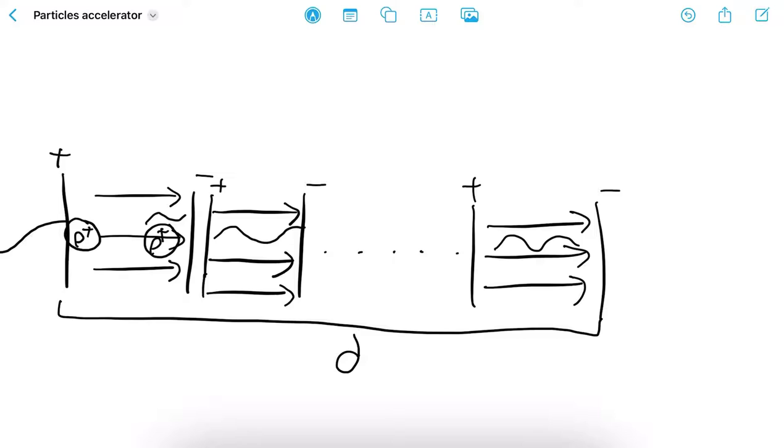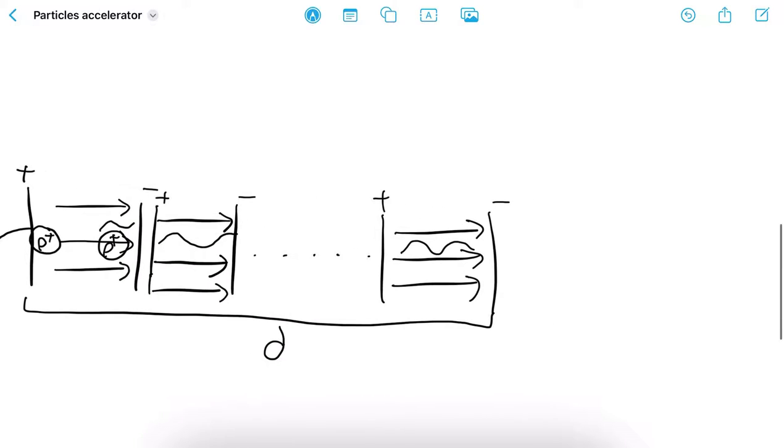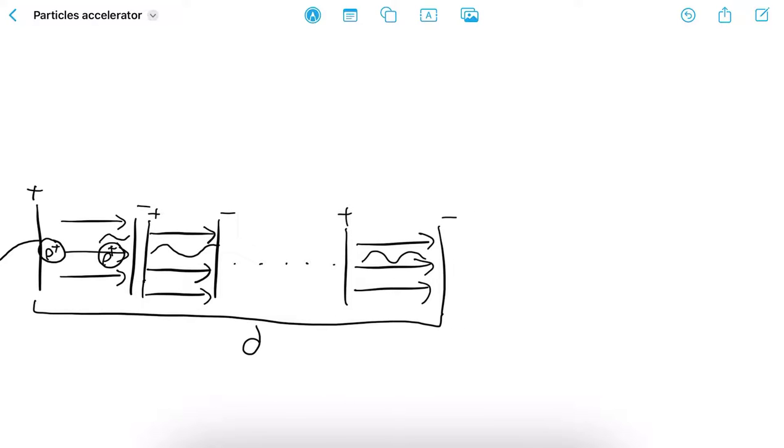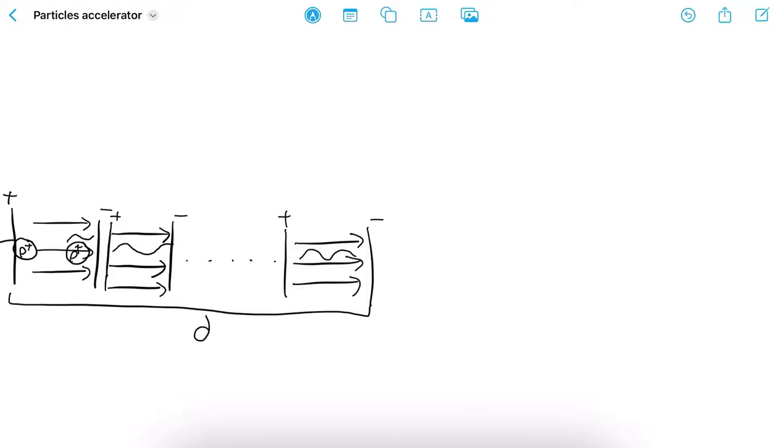But in the real world, we do not have such long distance on land, so we can only accelerate the stream of protons in a train like this along a certain distance. After that distance, we can accelerate it in a more effective way.